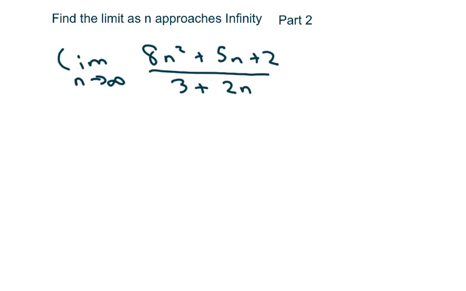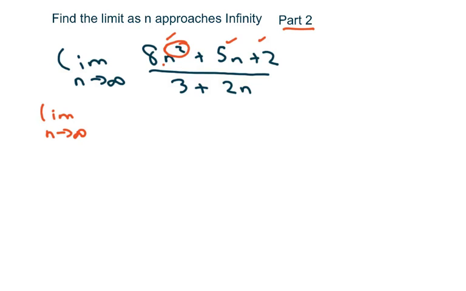Everyone, we're going to find the limit as n approaches infinity. If it doesn't exist, we're going to write "does not exist" and explain why. This is part 2. I started this problem in part 1 and decided to make it into part 2 because there's a technique you can use when you see something like this, and that is dividing by your highest power, which is this one. So we're going to divide each of these terms by n squared. When I do that, it makes it a lot easier to find the limit.